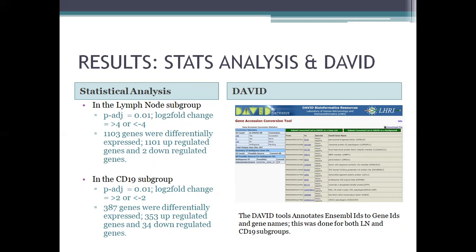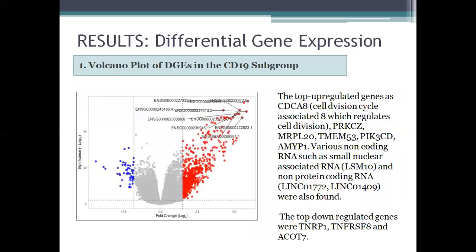And here's a snapshot of the DAVID tool, how it looks and how we are able to correlate their Ensembl IDs to their gene IDs and the names of the genes. So with the differential gene expression, we were able to look at their p-values and p-adjusted values and the log2 fold change, which all help us understand quantitatively how much of the gene was expressed, how high or low the gene expression was, and how significantly it was expressed.